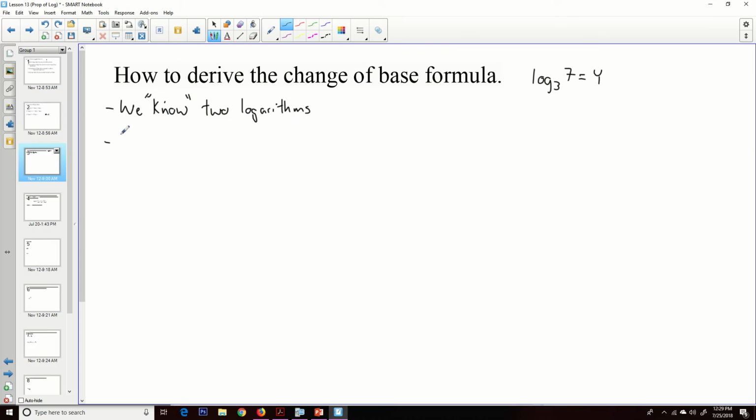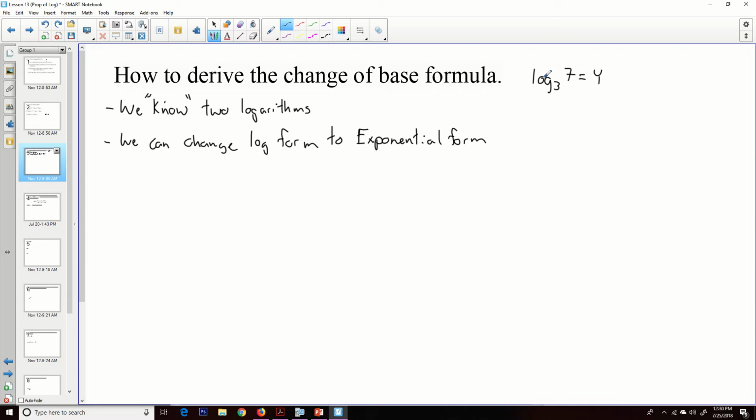We also can change logarithmic form to exponential form. And we did that in the last lesson.